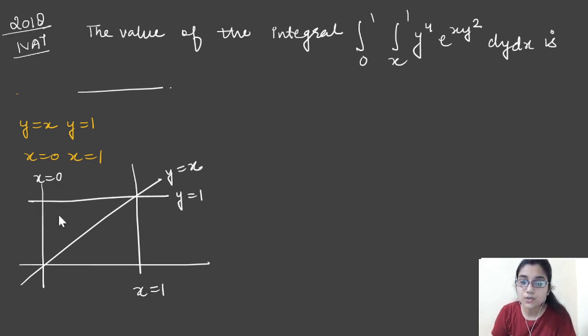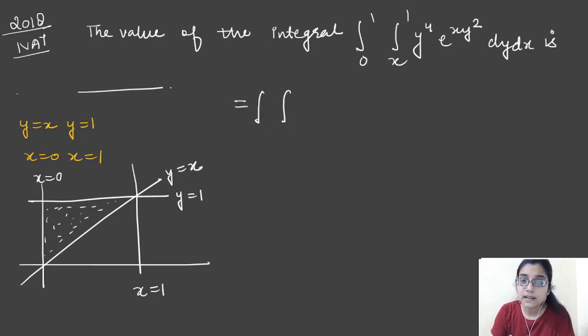So which region I'll choose? Obviously I'm going to choose this region. The region is bounded by x is equal to 0. I cannot choose this B region. Why? Because it is being bounded by y is equal to 0, which is not the part of our domain. So I'll change the order.